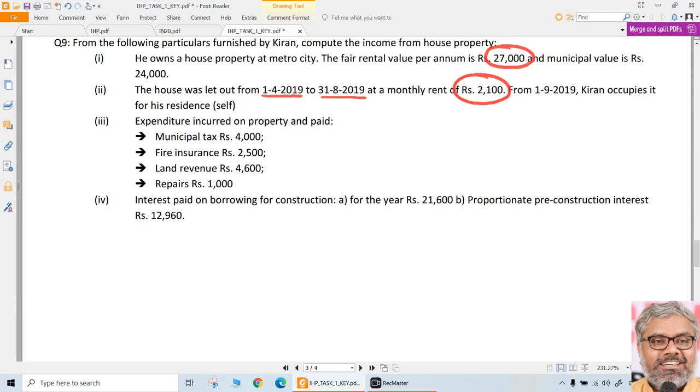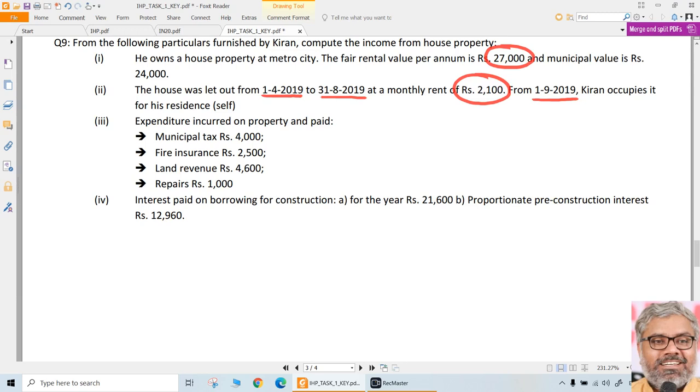5 months. Rent was 2,100. That means the real rent is only 10,500. Then onwards, Kiran occupies it for self-residence. We don't care about it. It is as good as let-out property, no difference.